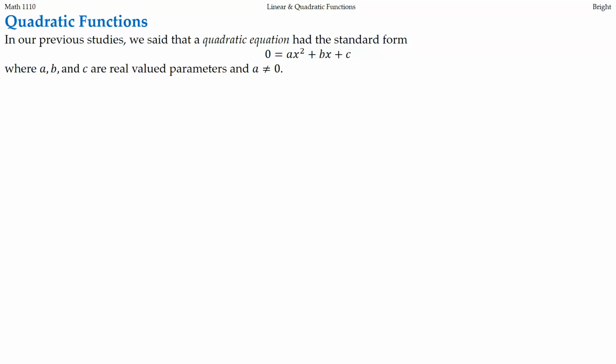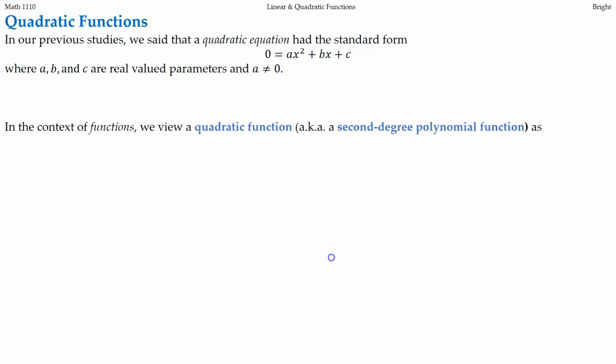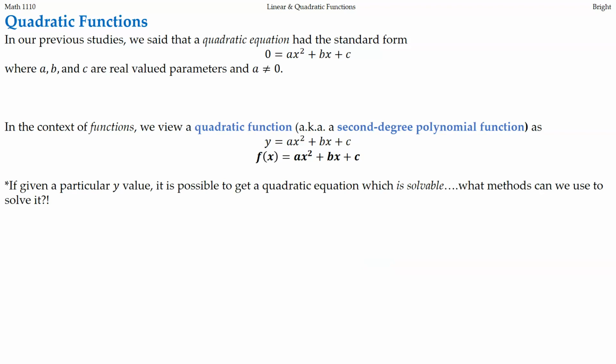Okay. Now, when we switch our perspective from equations to functions, really, when we use the language of function, again, it's for every x value, there's exactly one y value, right? Vertical line passes all that. Okay, so a quadratic function, or what we call a second degree polynomial function, really is just y is equal to ax squared plus bx plus c. So really, instead of 0, we have y. Okay, so 0 was a particular value of y. And so more generally, we just use the notation f of x is equal to ax squared plus bx plus c.